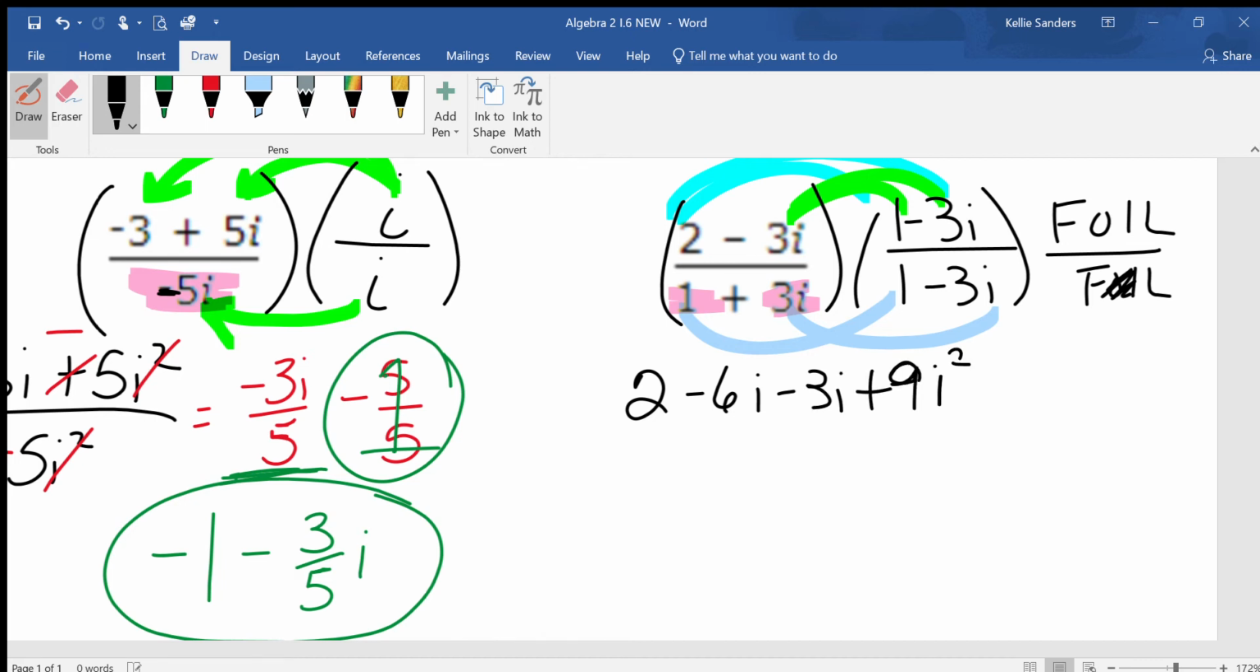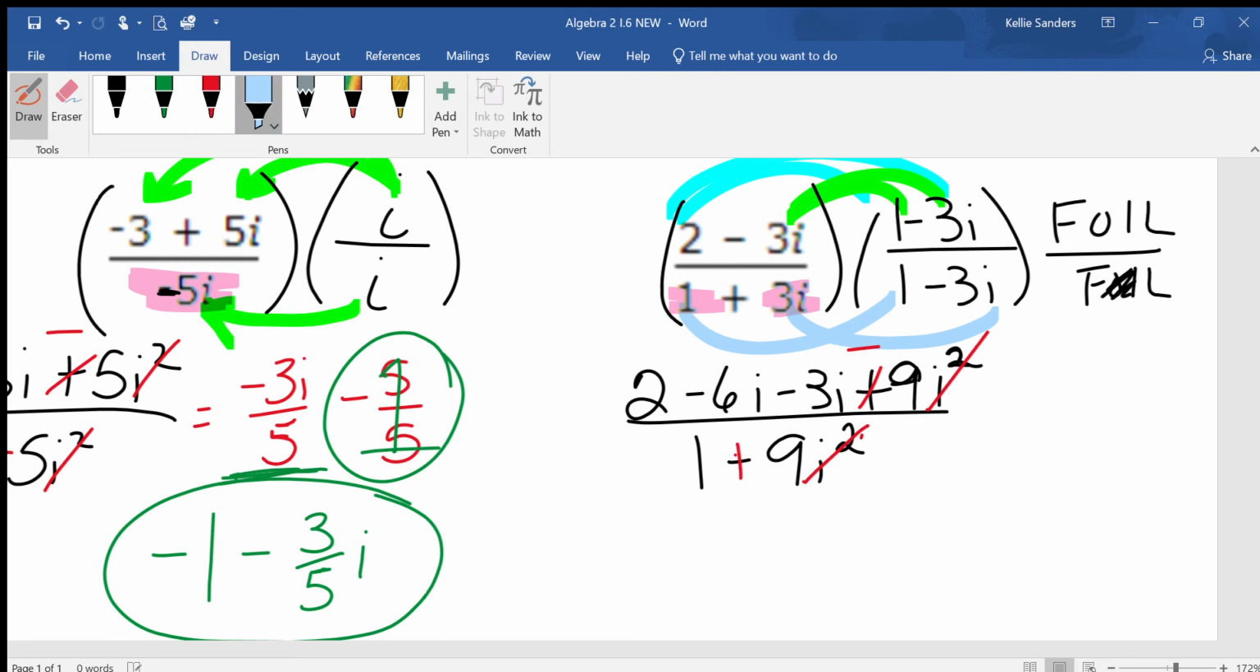But then there is i squared that we'll take care of in just a little bit. On the bottom, 1 times 1 is 1. 3 times negative 3 is negative 9. But don't forget there's an i squared that we're going to take care of. This i squared changes that positive 9 to a negative. This i squared changes the negative 9 to a positive 9.